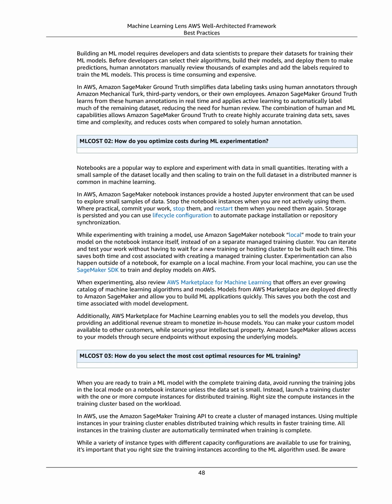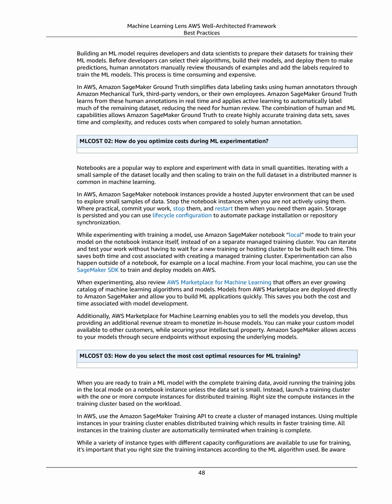While experimenting with training a model, use Amazon SageMaker Notebook Local Mode to train your model on the notebook instance itself, instead of on a separate managed training cluster. You can iterate and test your work without having to wait for a new training or hosting cluster to be built each time. This saves both time and cost associated with creating a managed training cluster. Experimentation can also happen outside of a notebook, for example on a local machine. From your local machine, you can use the SageMaker SDK to train and deploy models on AWS.